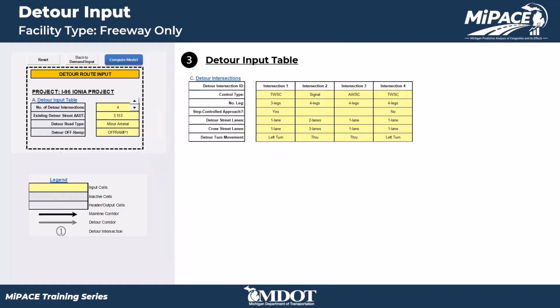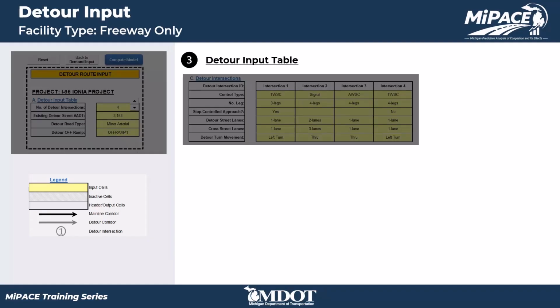The detour input table on the left establishes the route setup before the individual intersections are coded. The number of detour intersections determines how many intersection columns are used in the detour intersection table, while the detour road type identifies the roadway classification of the detour corridor. The remaining route-level inputs, existing detour street ADT and the detour off-ramp, are discussed next.